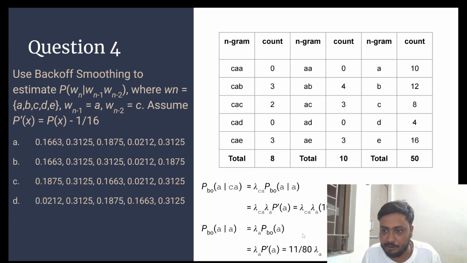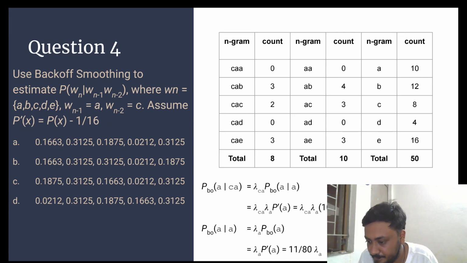We know at the end all the probabilities have to sum up to 1. So whenever we are giving some probability to an event which actually is 0, then we need to deduct some probability from elsewhere. How much will be discounted is usually given in the question. So here you have been given that the discounted values of probabilities are minus 1 by 16.